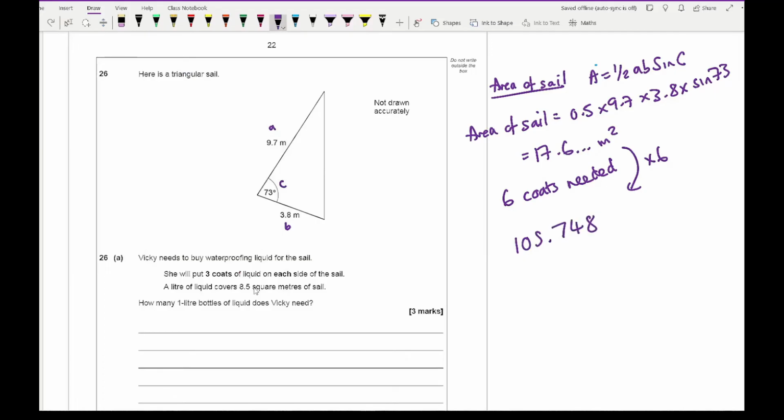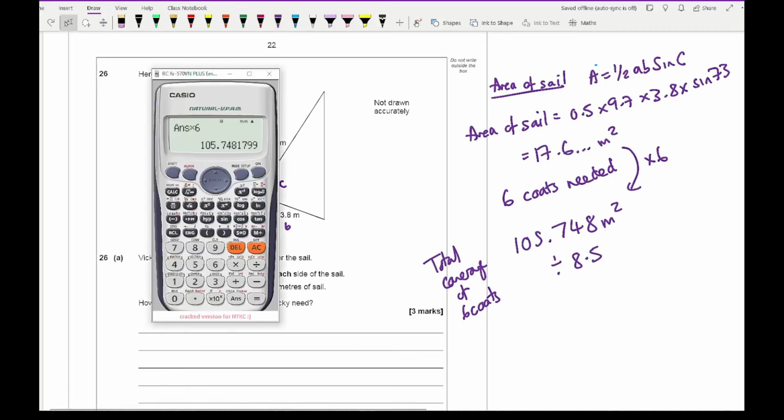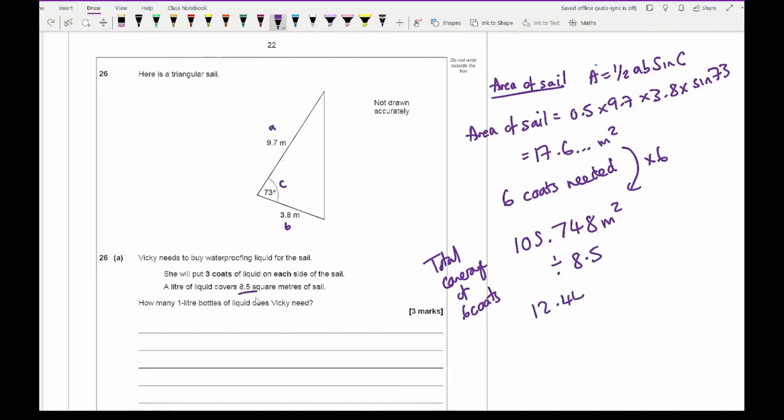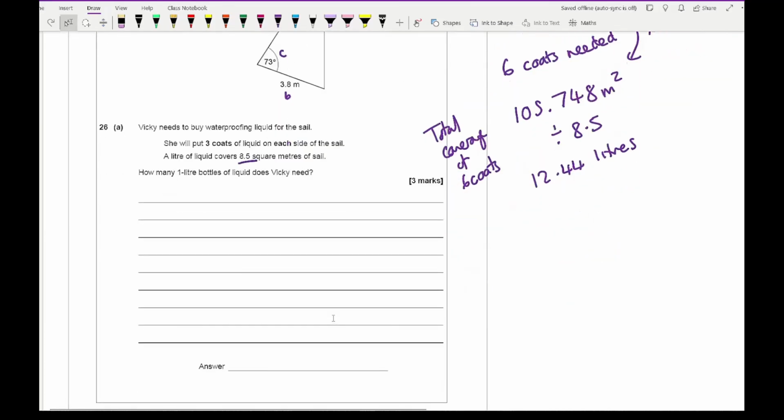105.748 is needed. So in terms of this, how many, with 1 bottle covers, so that's the total meter square, the total coverage of 6 coats. Now if 1 bottle is 8.5, so what I need to do is then divide that by 8.5, so hopefully it's still on my calculator, divided by 8.5, and it gives me an answer of 12.44 litres. So that's how many litres I'm going to need. So how many 1 litre bottles am I going to need to buy? Well, I'm going to need 13 bottles.